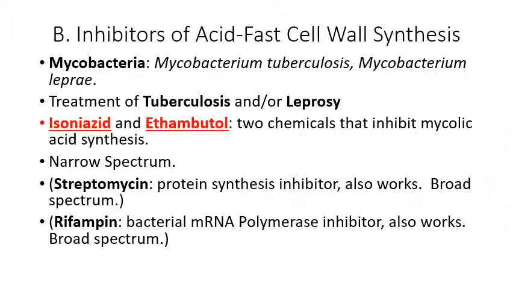People are also often treated for leprosy or tuberculosis using two broad spectrum drugs, streptomycin and rifampin. Right? So rifampin inhibits replication of the DNA, inhibits RNA polymerase in bacteria, and streptomycin is a protein synthesis inhibitor. Right? So these are the four drugs that are typically used to treat tuberculosis and leprosy.